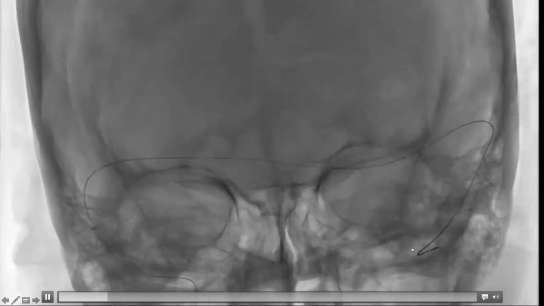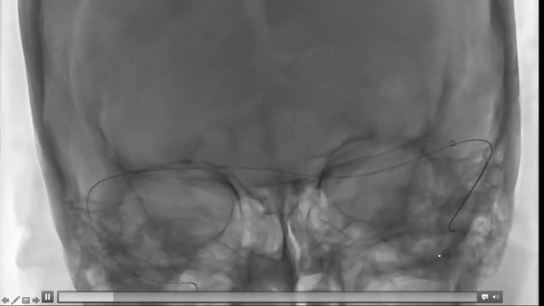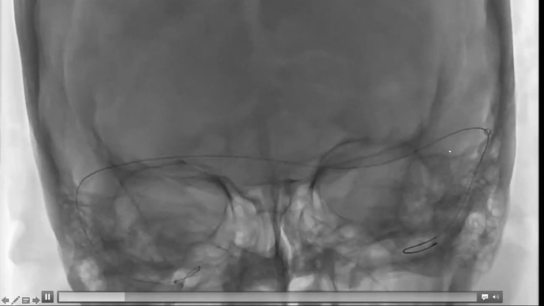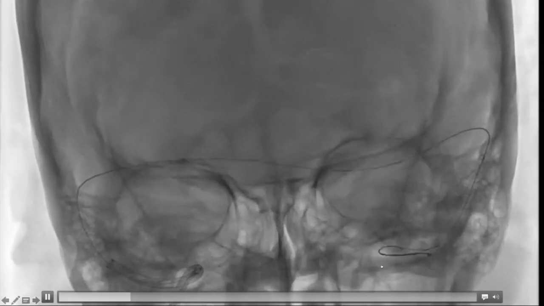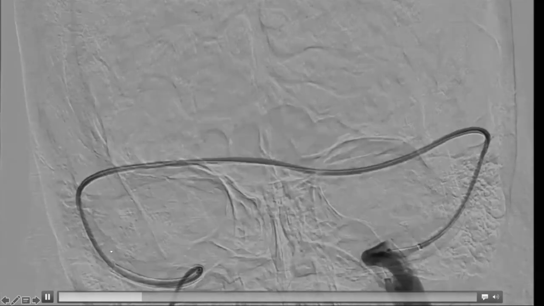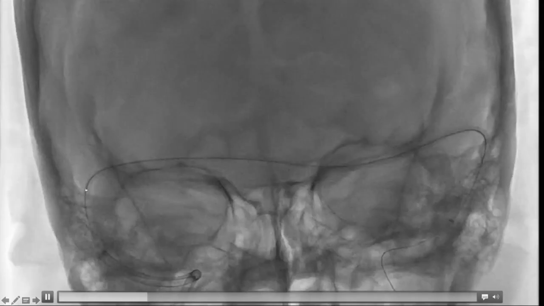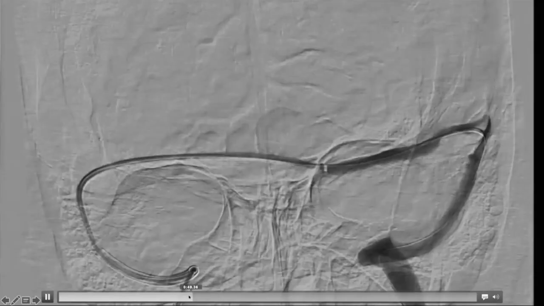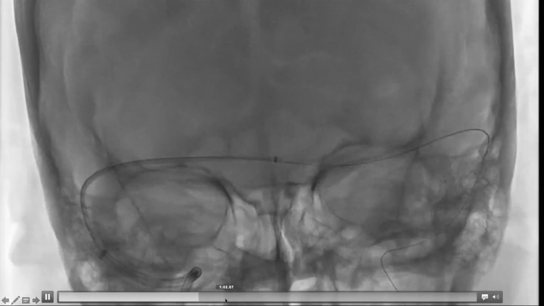And then because we have an exchange length wire, we're able to get it all the way to the contralateral internal jugular vein, and then essentially advance our Sofia into the internal jugular vein. We're able to get our Neuron Max typically in the sigmoid or distal sigmoid sinus. We go ahead and do our pressure measurements at various stations, and then do our venograms.